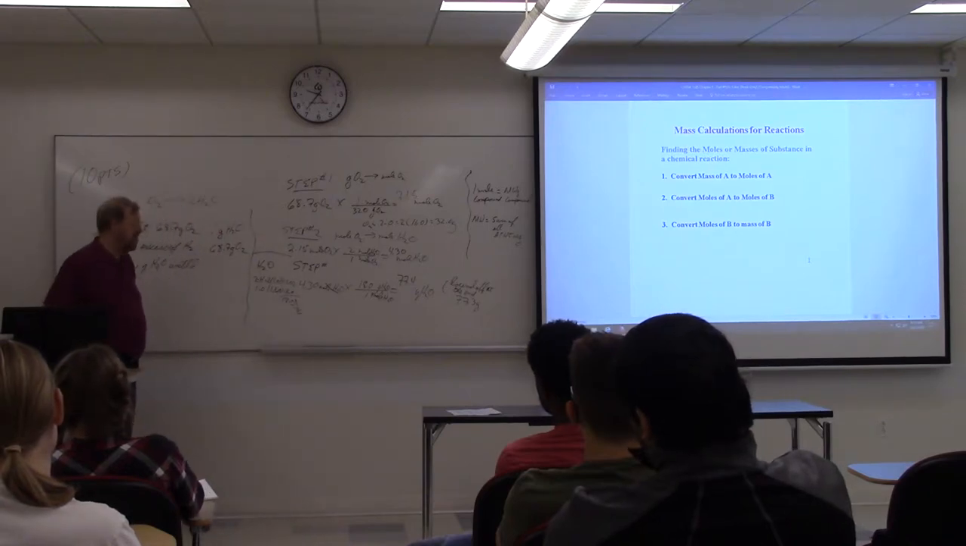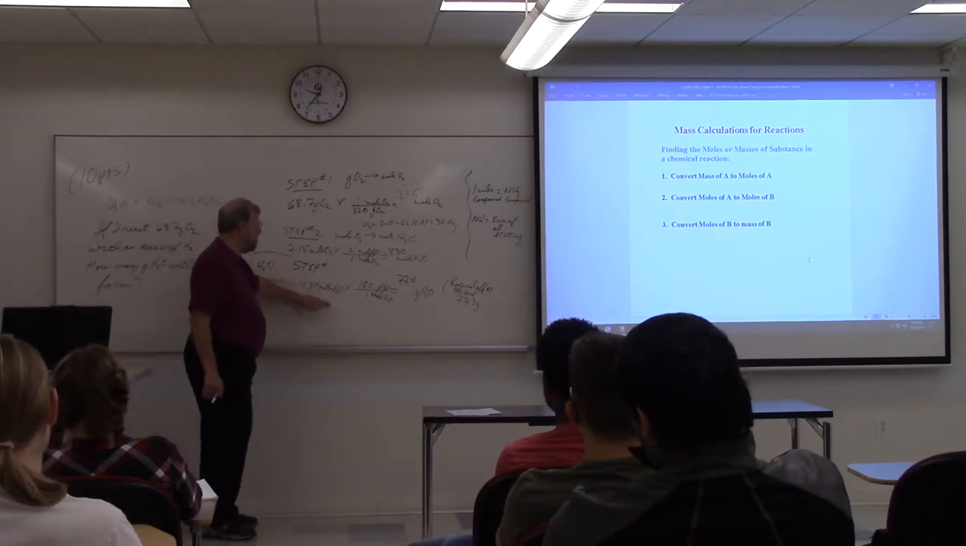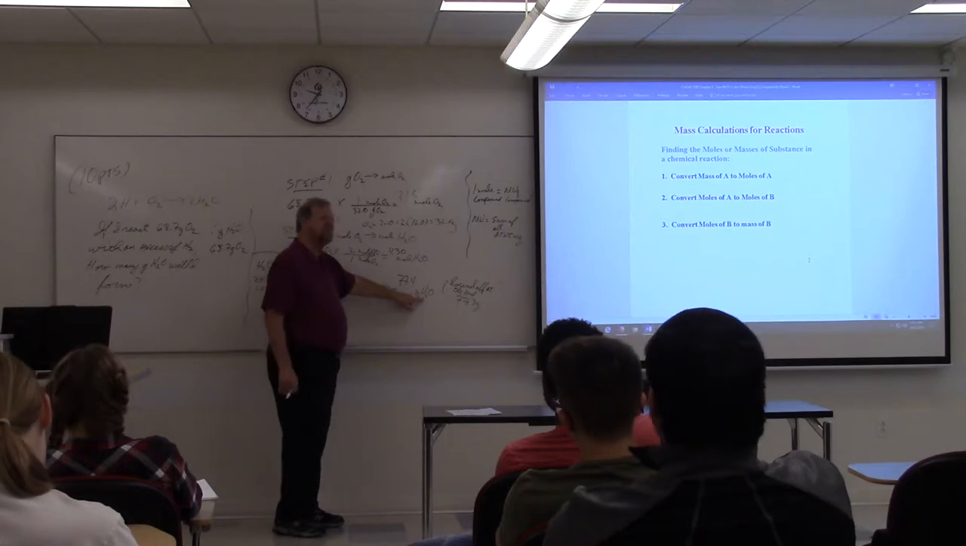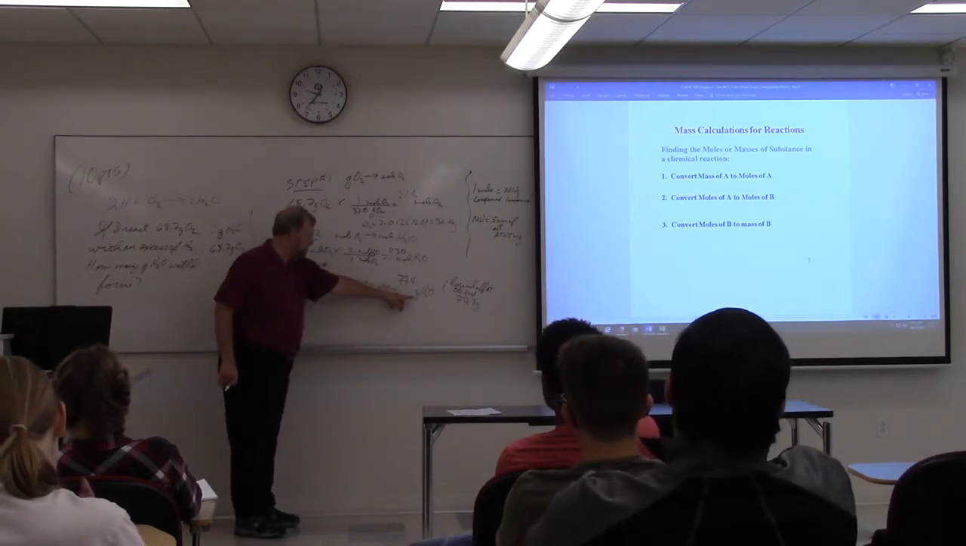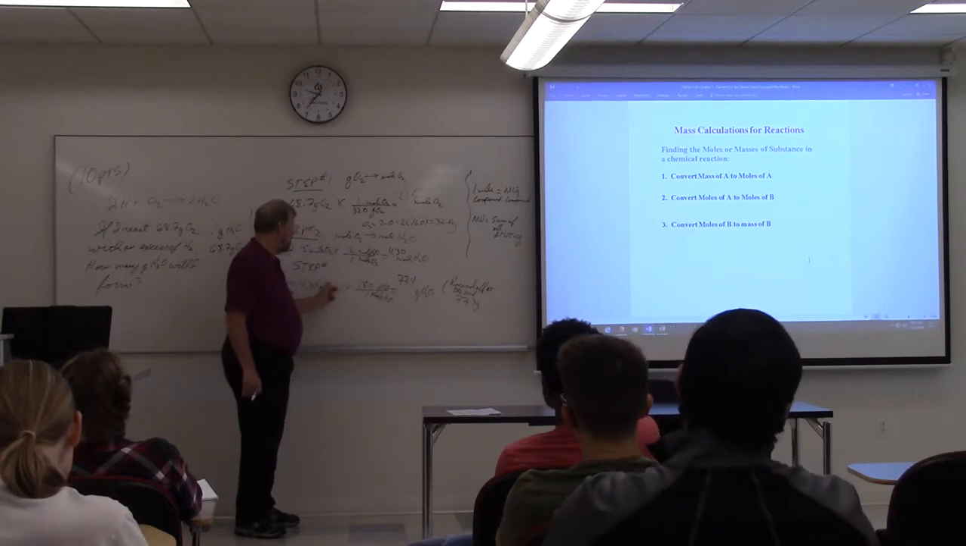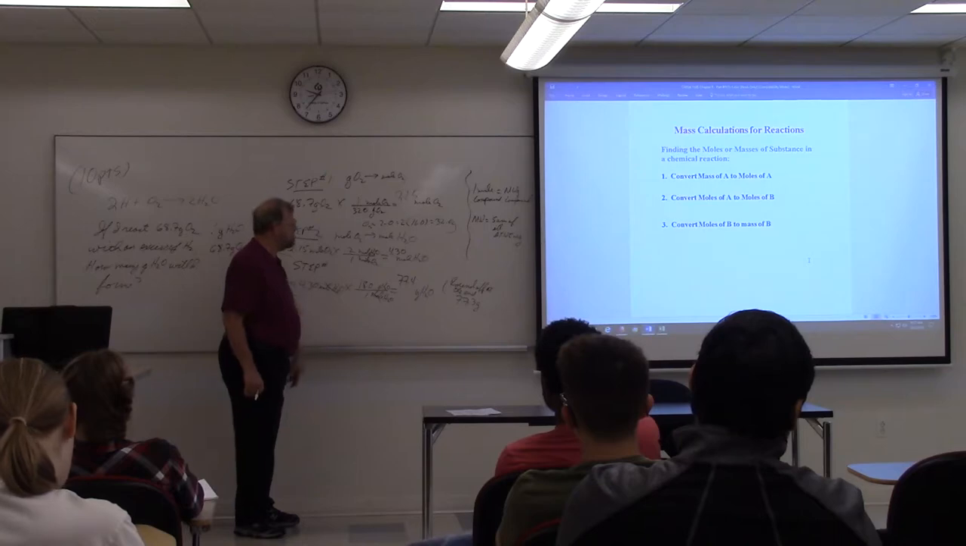But am I done? No. I'm trying to get grams of water. How do I do that? Here's my moles of water. I try and get the grams of water. I use unit analysis again. Whatever I'm trying to get to goes on top. Whatever I'm trying to get rid of goes down there. Where do I get these numbers?